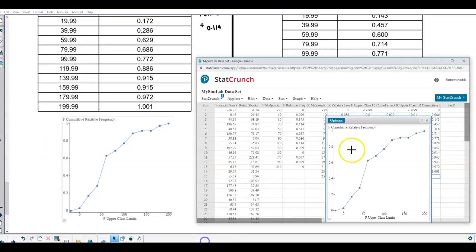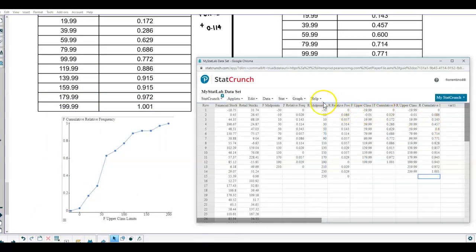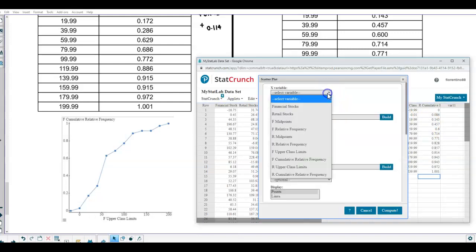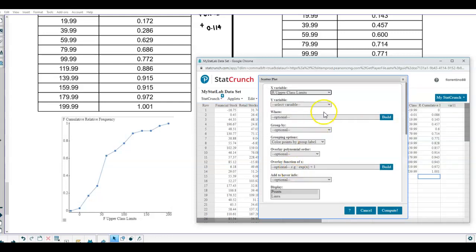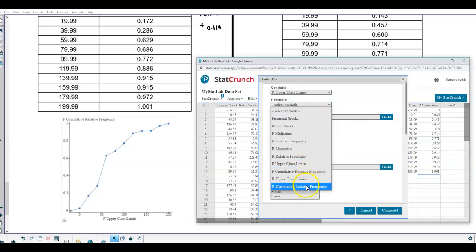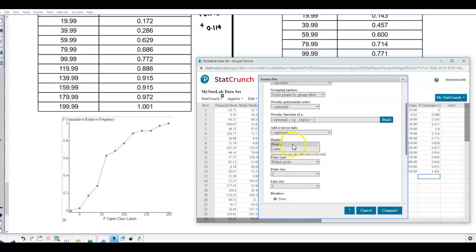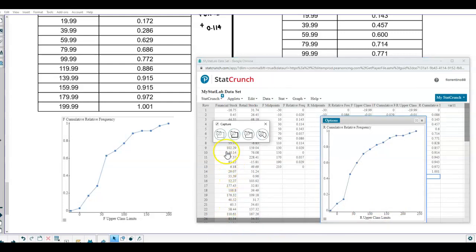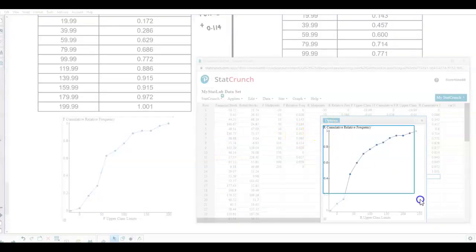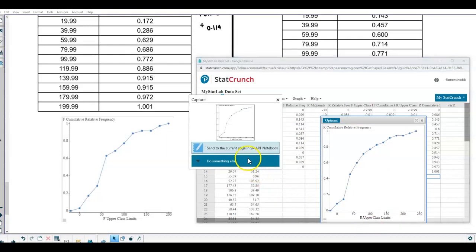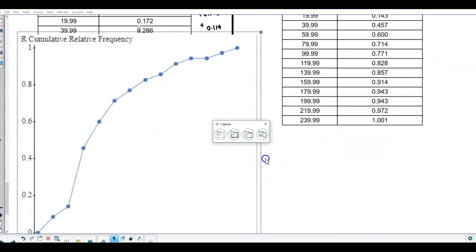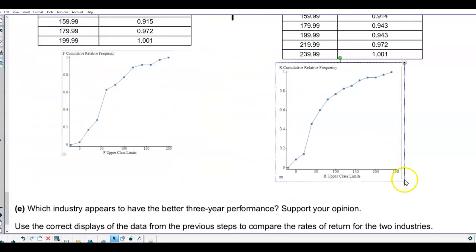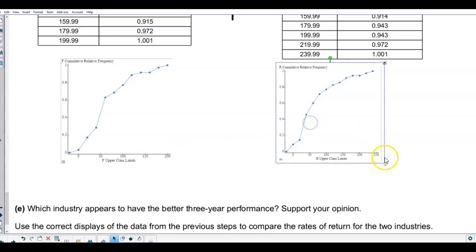And then we're going to go ahead and select and graph the R upper class limits for the retail stocks and the R cumulative relative frequency with our points and lines highlighted. We'll select compute there. And we have our graph. And therefore, there's our ogive for that result.